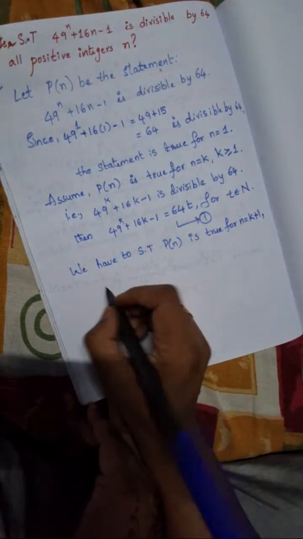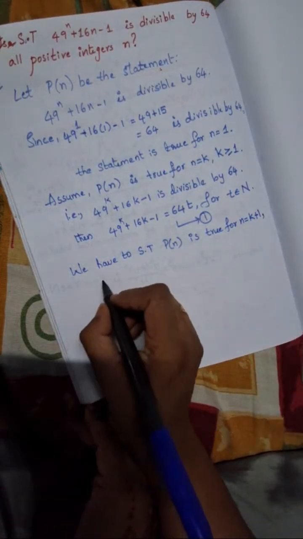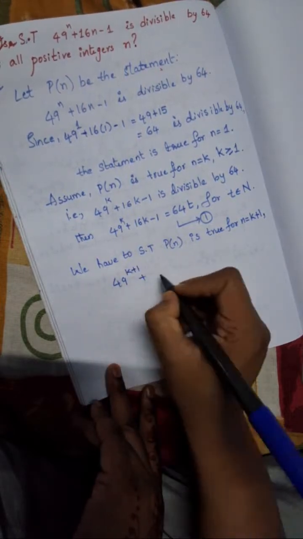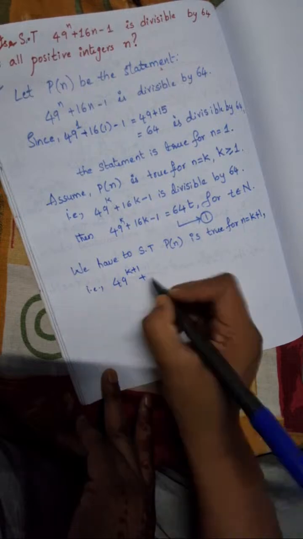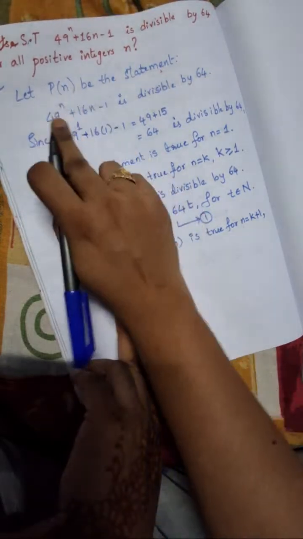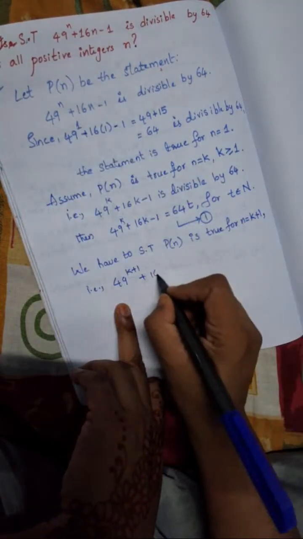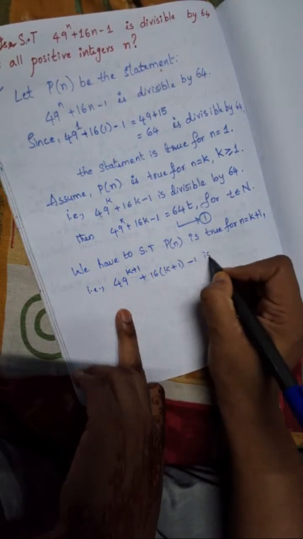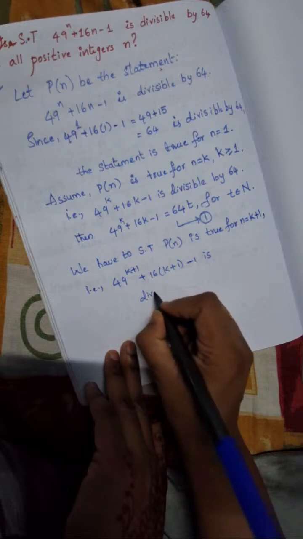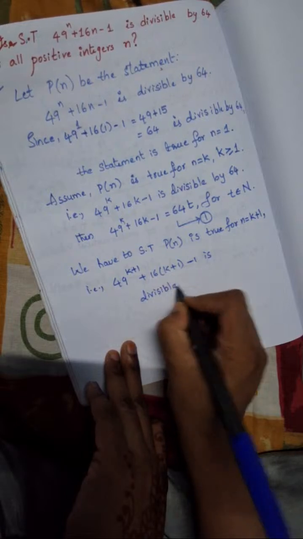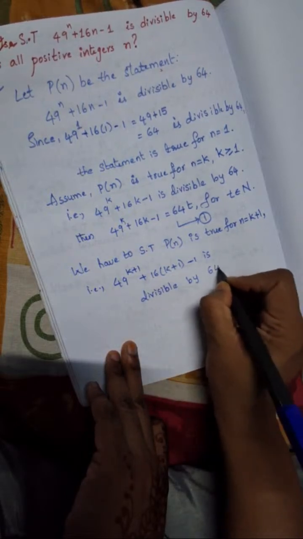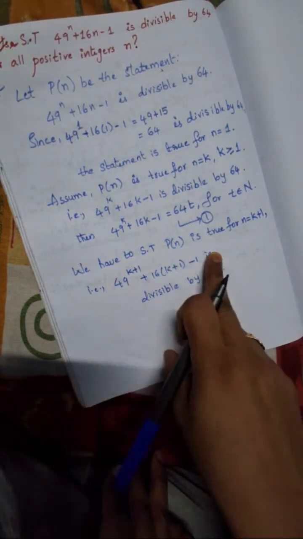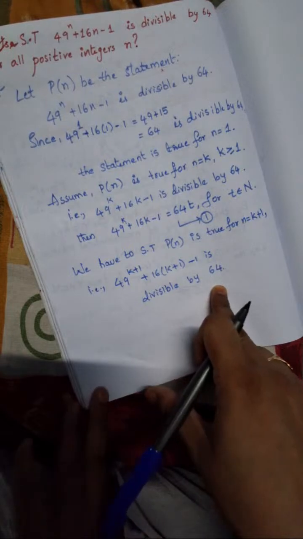Okay. We have to show that 49 power k plus 1 plus 16 into k plus 1 minus 1 is divisible by 64. This is P of n. This one is divisible by 64, we have to prove.